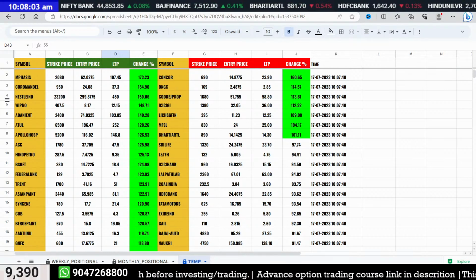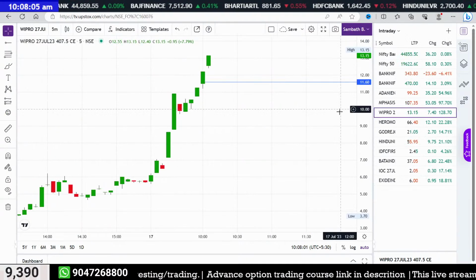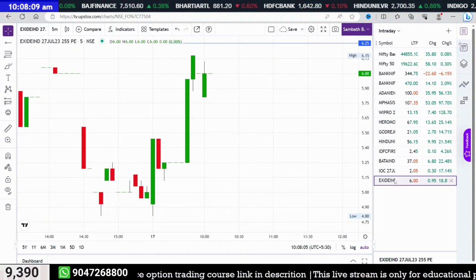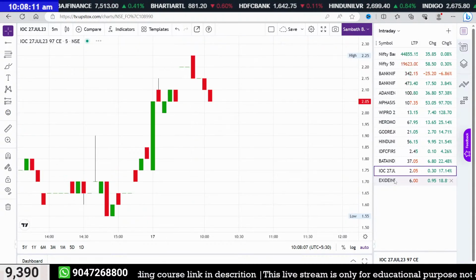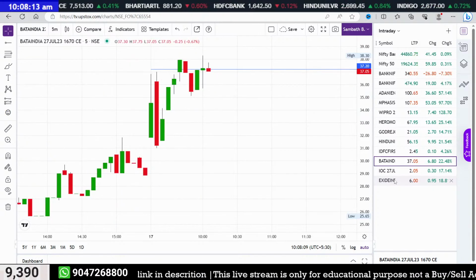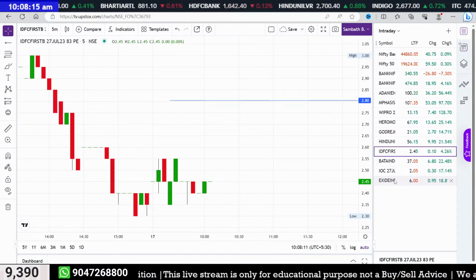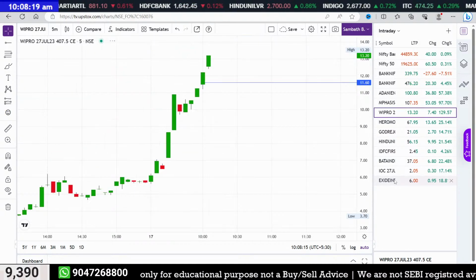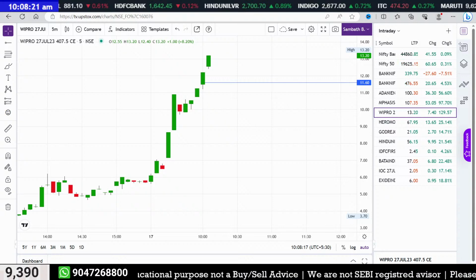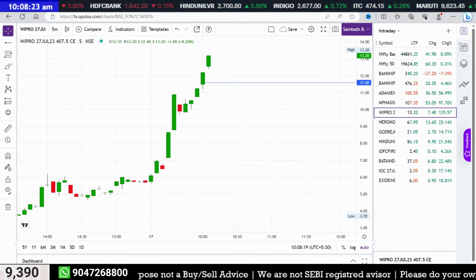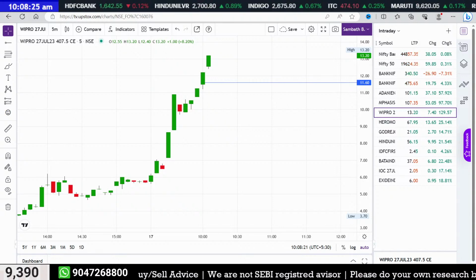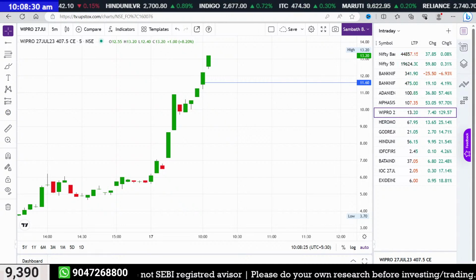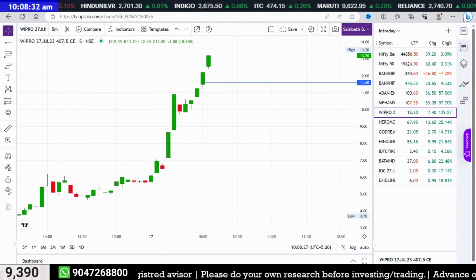L&T Finance is holding 5 rupees above, so now it is moving to the top. But it was not a liquidity, so we ignored it. 13.2. Bro, 13.2 and 13.45. It's moving good.